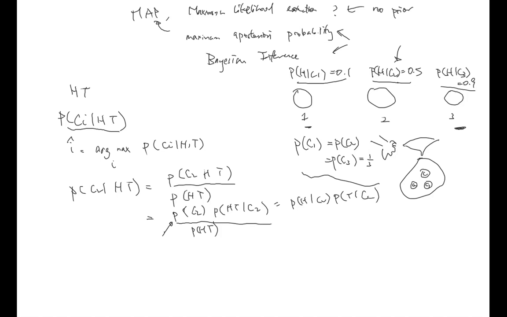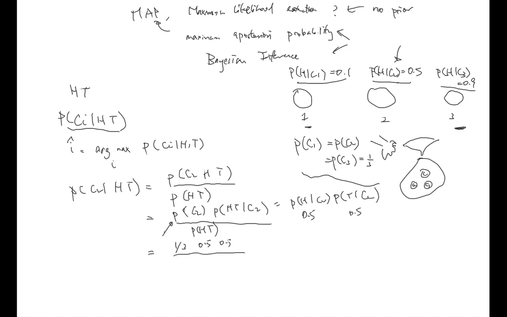I need to be careful. P(H | C2) and P(T | C2). P(H | C2) is what? It is 0.5. And if P(H | C2) is 0.5, then P(T | C2) is just 1 minus 0.5. So again, it's 0.5 here. Therefore the numerator is 1/3 times 0.5 times 0.5.